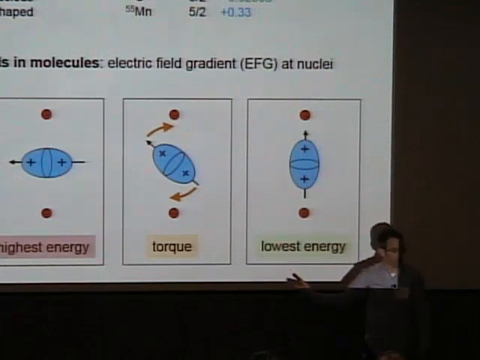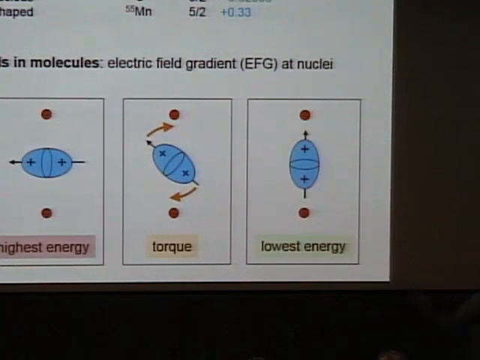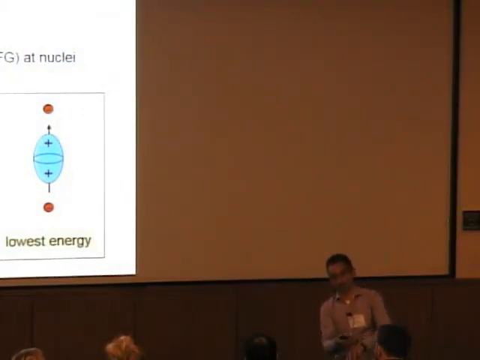Why do we have to worry about this? Well, it's an electrical interaction. It seems like we're doing magnetic resonance. Why do we need it? Well, the spin is tied to the nuclear shape. So if the nucleus turns, the spin will turn as well. Okay? So that's the third interaction.